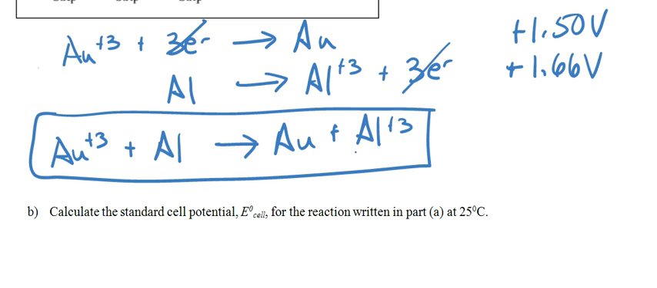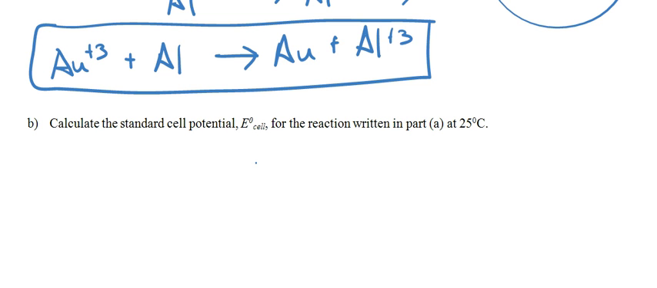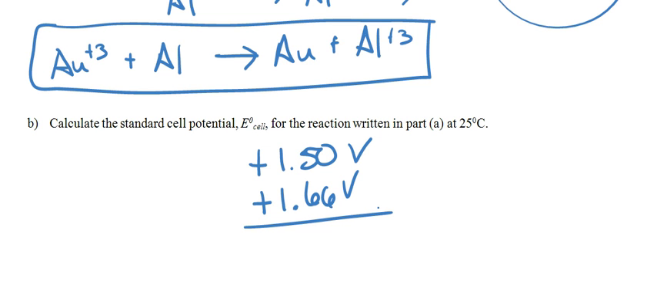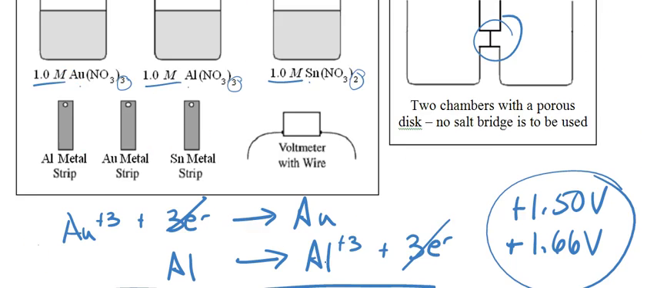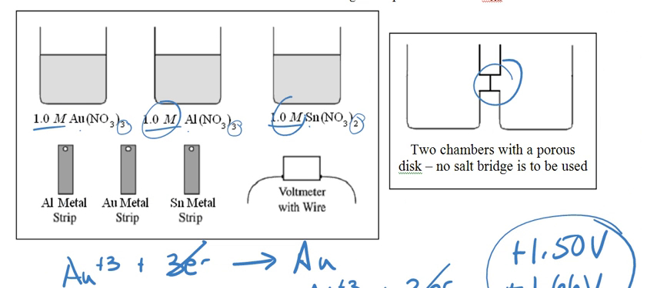All right, B, calculate the standard cell potential. So again, we're going to take these 2 values here, and we're going to rewrite them and add them up. Be sure to do that. Don't get lazy on this. These are easy points, and you definitely don't want to lose easy points. So there's your answer for that. Again, standard conditions mean that we're 1 molar. So all of these solutions are 1 molar.